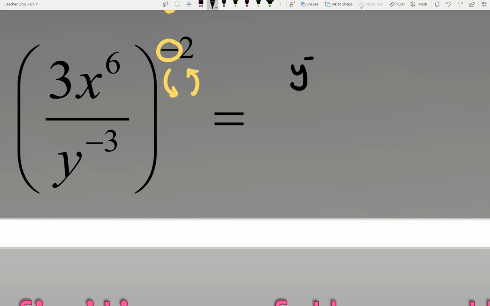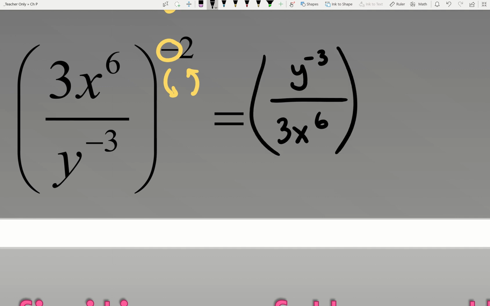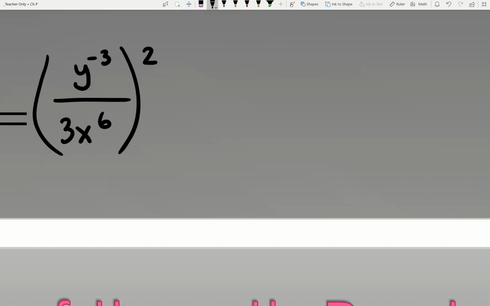So what was on bottom was y to the -3. What was on top was 3x to the 6th. And I'm going to go ahead and continue to write that. That negative on that exponent of 2 outside was what caused that swap to occur. So now that exponent just becomes +2. Okay, and we'll take a look at what we've got here.